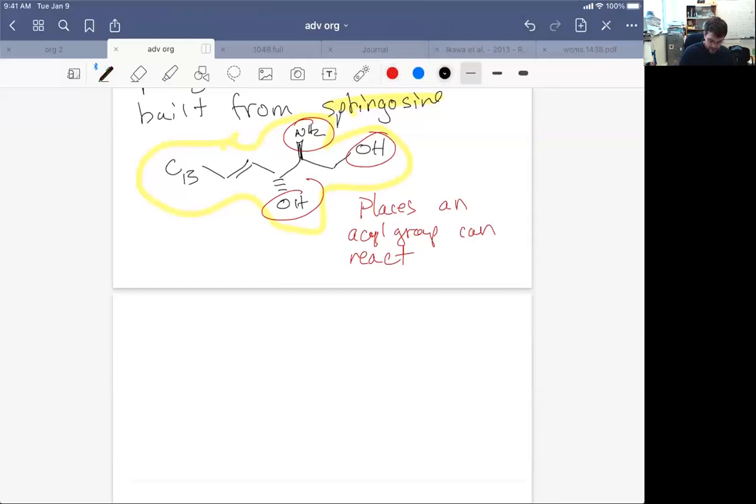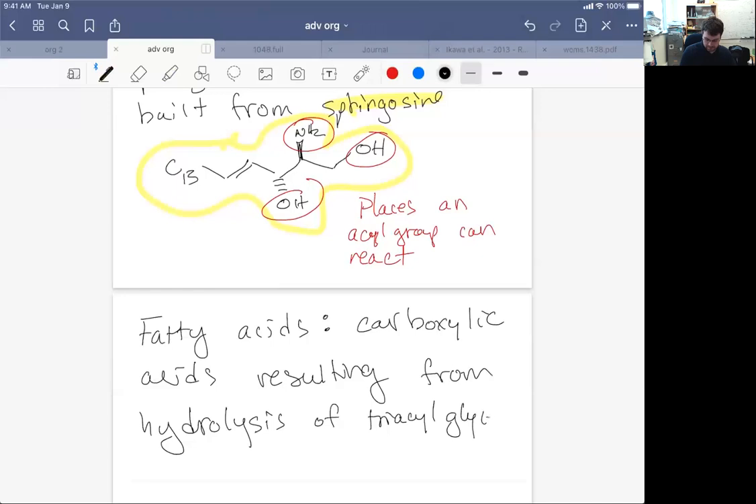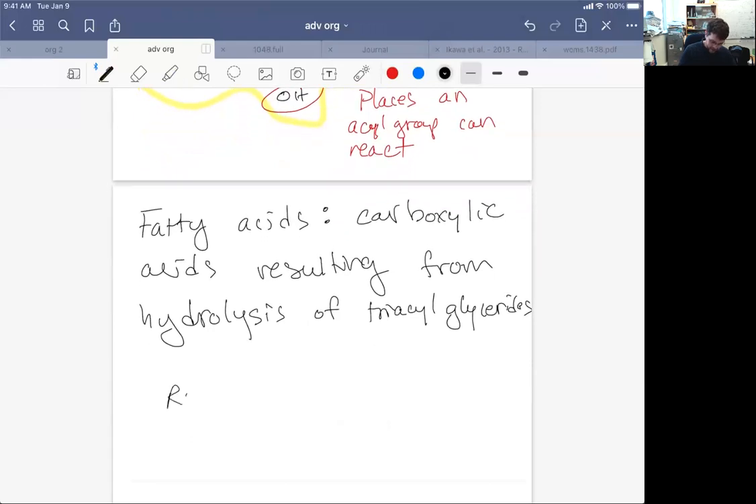Okay, let's talk about fatty acids briefly. So fatty acids are the carboxylic acids resulting from hydrolysis of triacylglycerides. Okay. So, it's just like a carboxylic acid, but the thing to emphasize here is this R group is long because it's from a triacylglyceride. We've looked at these in various contexts.